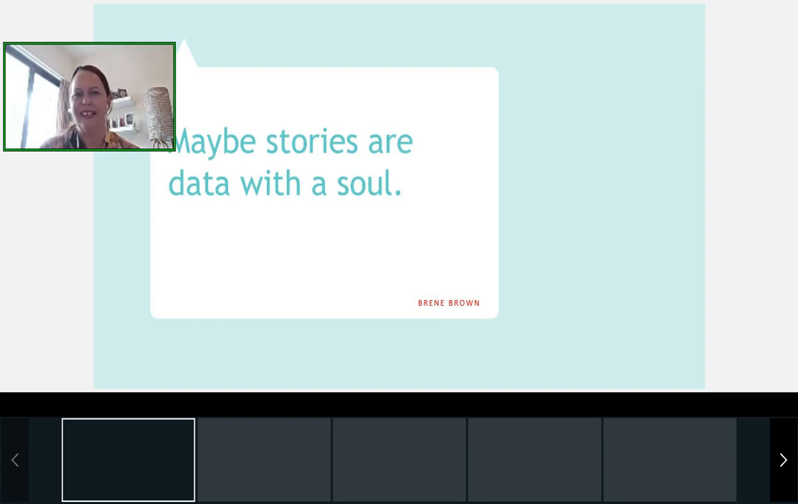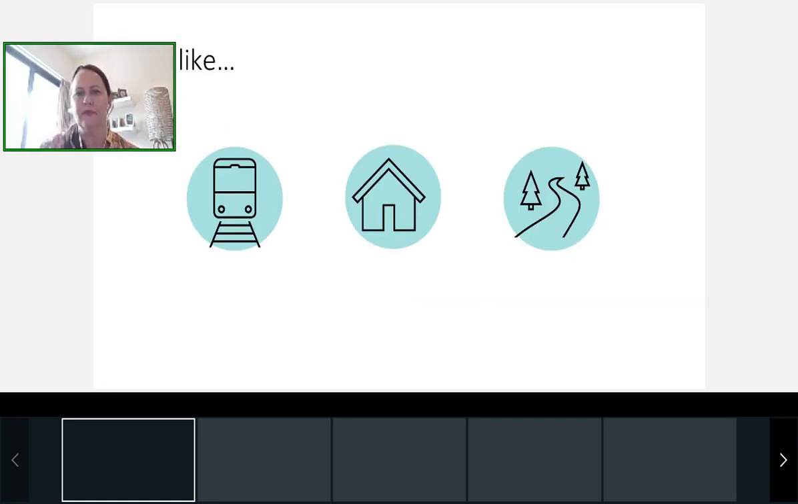As Brené Brown said, maybe stories are just data with a soul. So we consciously don't just read out or report on the data, whether it's qualitative or quantitative. We always take it to the next level. And the next level for us is providing an analogy, a metaphor, or an overarching wrapper, a theme that people will remember.